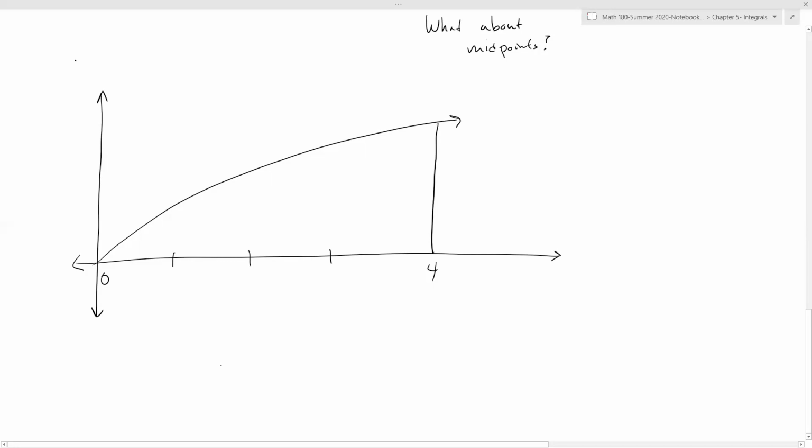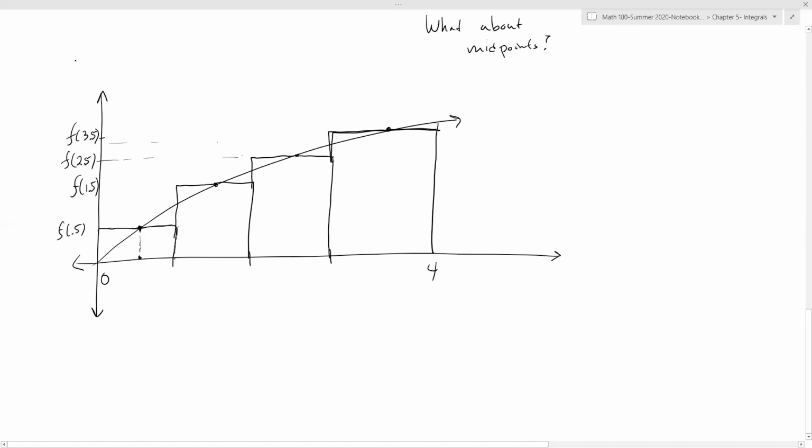We're going to draw 4 rectangles, okay? But now we're going to use the midpoint between 0 and 1, okay? So we've got a midpoint between 0 and 1, and so that's at 0.5. So our height is going to be f of 0.5. That's going to be the height of the rectangle. The height of the second rectangle is going to be f of 1.5. Third rectangle is going to be f of 2.5. The fourth rectangle is going to be f of 3.5.